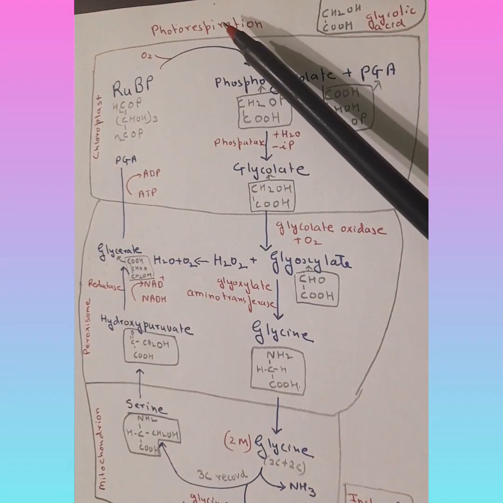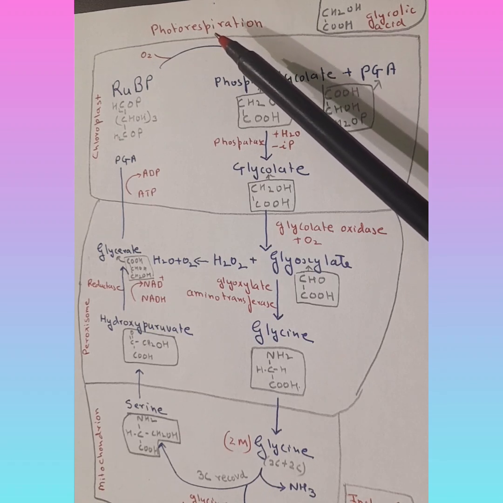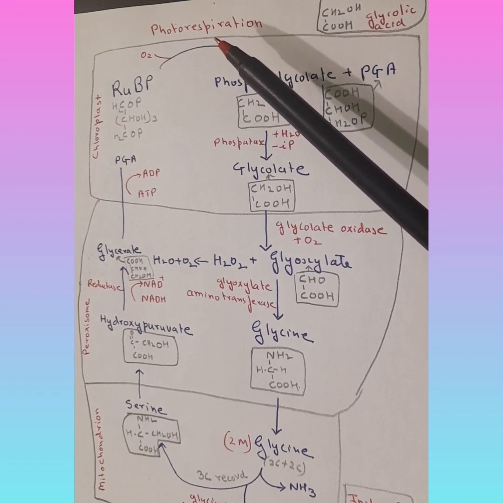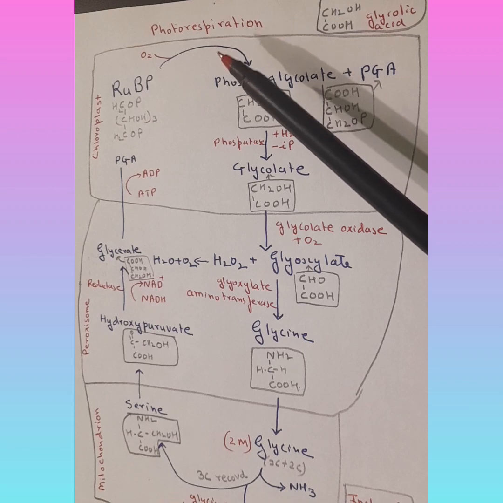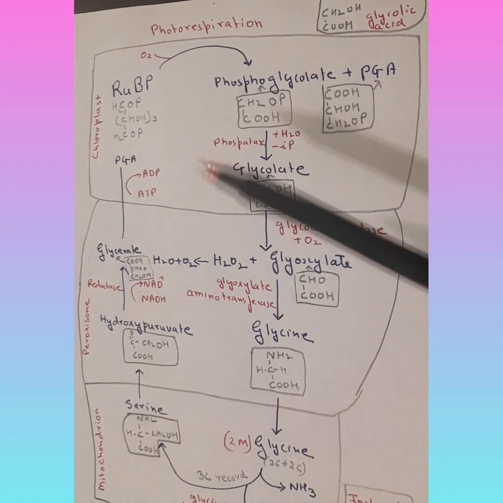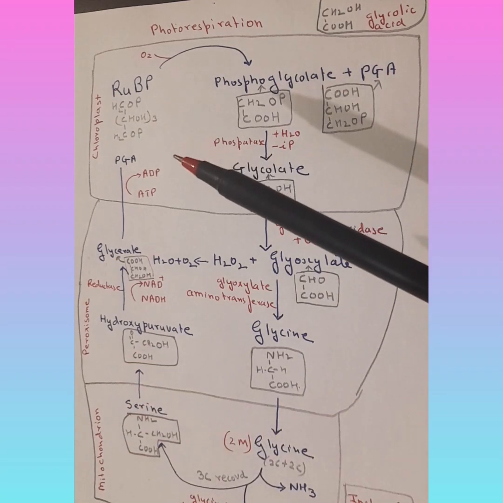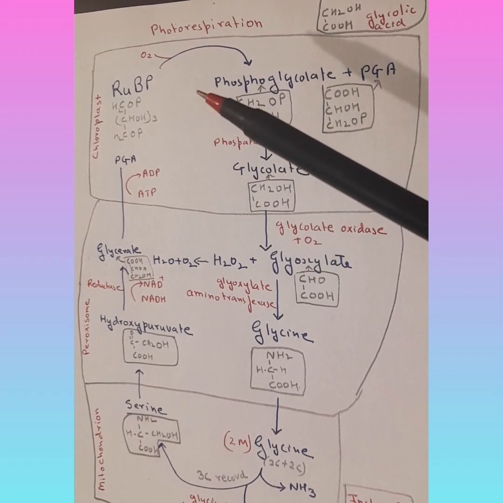Let's understand photorespiration. We saw the Calvin cycle, where the main process was carbon fixation. Whereas in this process, instead of carbon fixation, carbon is given out. This process actually prevents 75% of carbon from being lost, but loses 25% of carbon. Now let's understand how the process occurs.